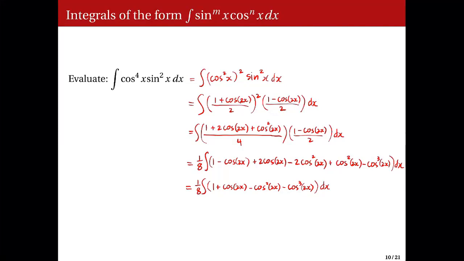Of course, integral of 1, you can do that easily. Integral of cosine 2x, you can also do that easily. Here we have a power of 2 for cosine x. We use again this kind of method. Here we have an odd power of cosine. We use the method in the second item. Okay? So let's do that.